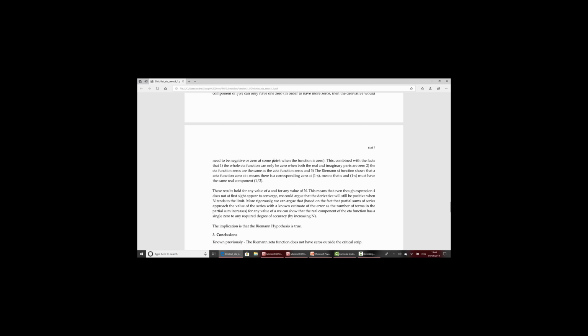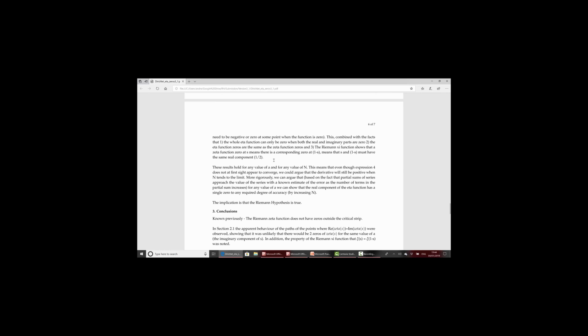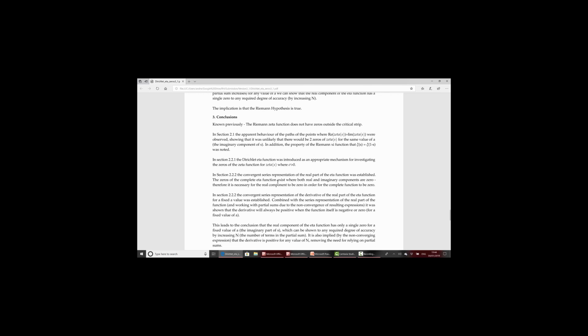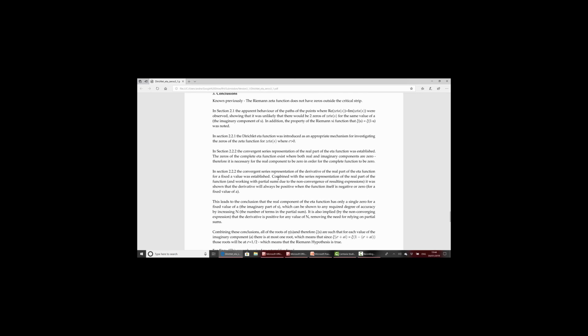Now, combining the fact that you can only have a single 0 with the fact that z of s equals z of 1 minus s, that means that the real value of s can only be a half if there's going to be a 0, which is the Riemann hypothesis. Just reviewing the conclusions I've got here, just reviewing what we've just done.